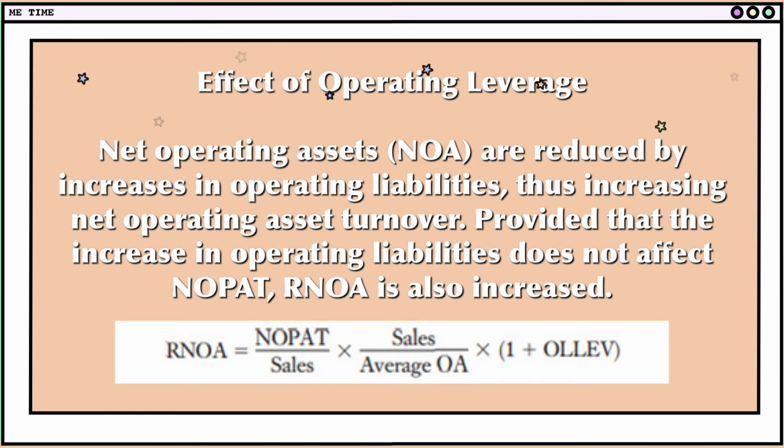Next, effect of operating leverage. Net operating assets, or NOA, are reduced by increases in operating liabilities, thus increasing net operating asset turnover, provided that the increase in operating liabilities does not affect NOPAT. RNOA is also increased. The operating liability effect is seen in this alternate decomposition of RNOA, where OA is operating assets and OLAF, or average operating liabilities over average NOA, is the operating liability leverage ratio. Since OLAF is a positive number, increasing OLAF increases RNOA.